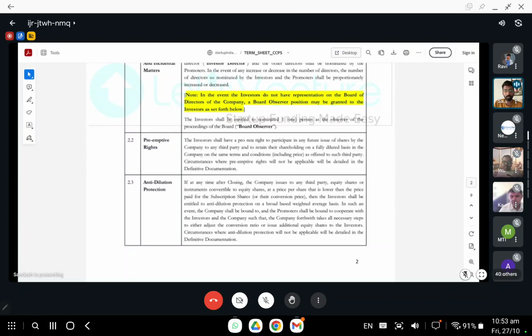Then how that company is going to run, whoever is holding those shares, what are the restrictions on them selling those shares, or what they ask for in the term sheet. We'll get to each of those restrictions in the next section.